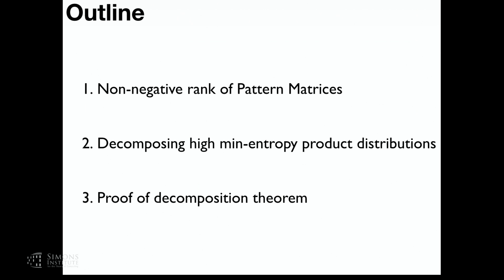So why do they have small approximate non-negative rank? You can get log n times log 1 over epsilon bits by sampling. If it's additive epsilon, you can get by with log 1 over epsilon bits of communication.